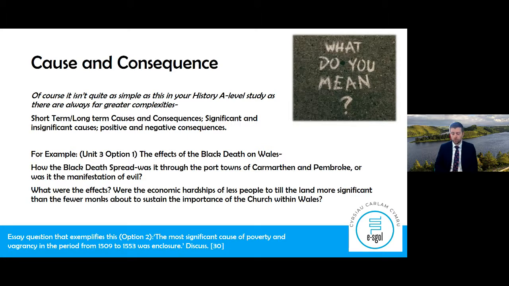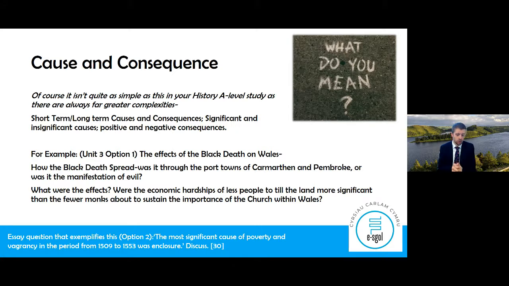Was it through those port towns of Carmarthen and Pembroke and the role of the customs officials? Or was it instead, as they believed at the time, the manifestation of evil, right? People being struck down by the Black Death because they'd done evil things in the first place. So it's looking at the causes of it.